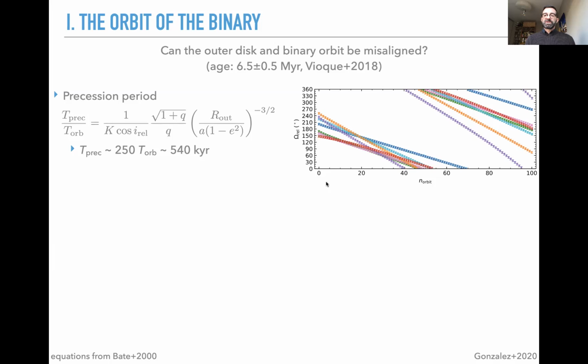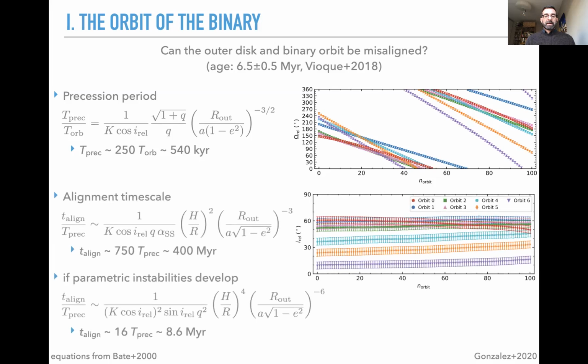In addition to driving a precession, the secondary also causes a realignment of the disk plane, and Bate et al. also computed this alignment time scale, resulting in the formulas shown here. And if we again use the parameters from orbit 0, we find that the alignment time scale is about 400 million years. In the worst case scenario where parametric instabilities develop, this alignment timescale can drop down to 8.6 million years. Still, this is longer than the age of the system, estimated at 6.5 million years.